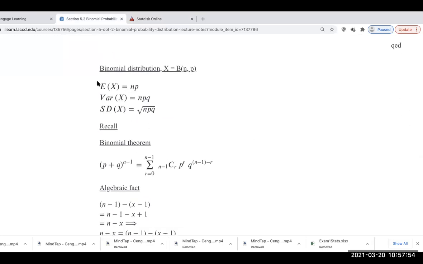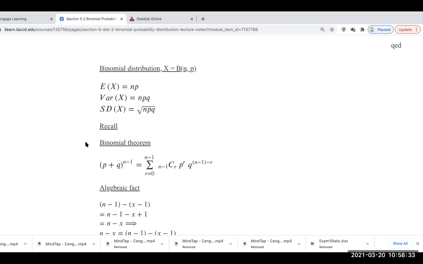So the binomial distribution is such that, well, the expected value of a binomial random variable is np. The variance of a binomial random variable is npq. The standard deviation of a binomial random variable is radical npq. So let's recall some facts.